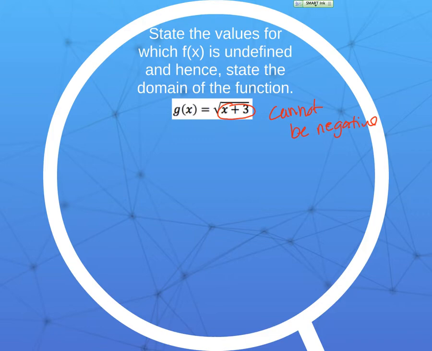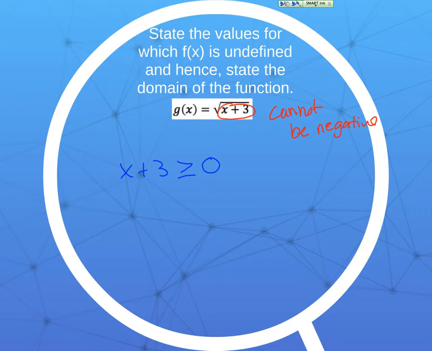So what we want to set up then is that the stuff that's inside, the x plus 3, has to be positive, so it has to be greater than 0. But can it equal 0? Right, it could equal 0. I could take the square root of 0. So it has to be greater than or equal to 0. Thinking that through, if it equals 0, I can still square root 0. But if it equals -2, I can't square root that. So it has to be greater than or equal to 0.